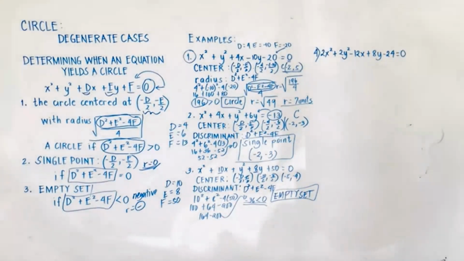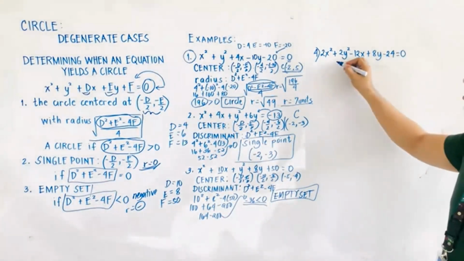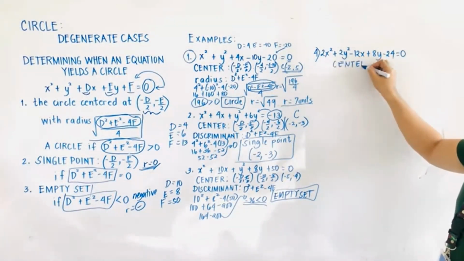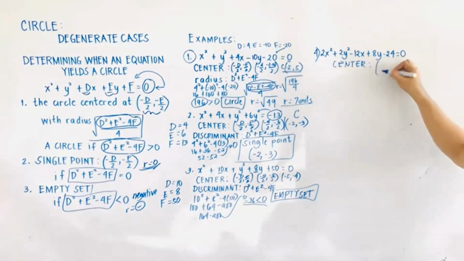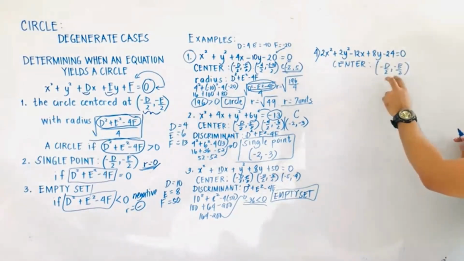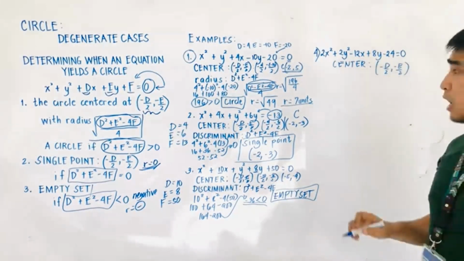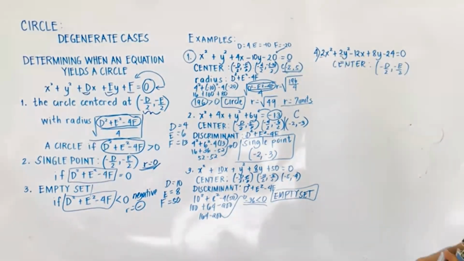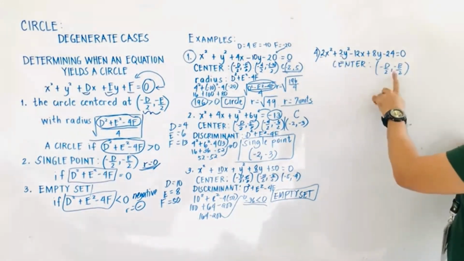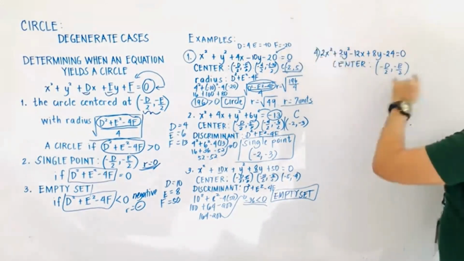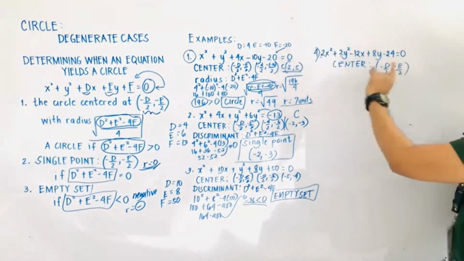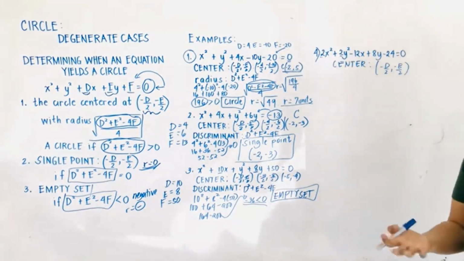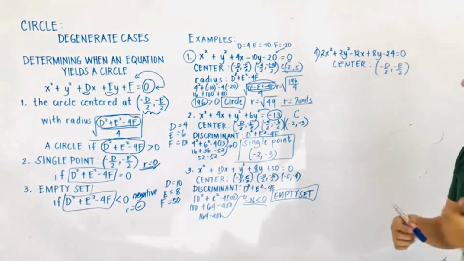For the fourth example, we are given 2x squared plus 2y squared minus 12x plus 8y minus 24 is equal to 0. Based on the formula for the coordinates of the center, we'll have negative d over 2 and negative e over 2. Is it still applicable if we have coefficients on x squared and y squared? Actually, all we have to do in order for this formula to be applied on this example is to divide all the terms by the coefficients of x squared and y squared. Their coefficients are just the same, that is just 2.